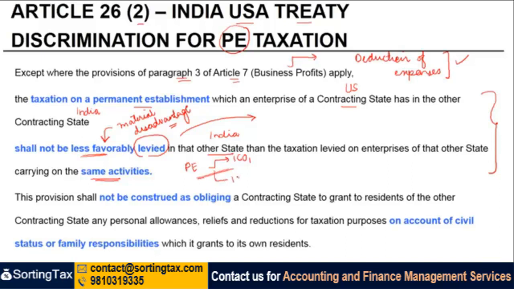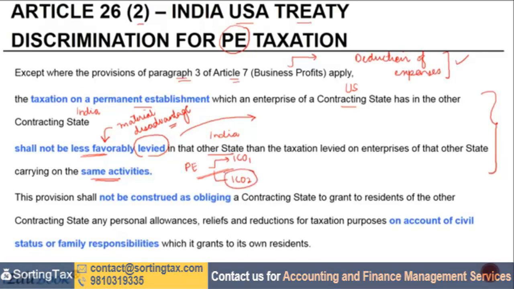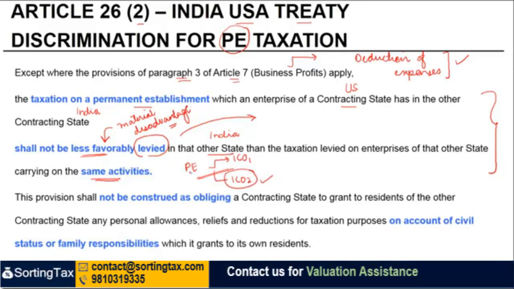But if we compare it with ICO2, which was into manufacturing, that is not the same activity, and therefore, if there are benefits which are given to manufacturing companies, the PE may not claim it. But if there are benefits which are given to the IT companies, the PE can claim it. Now, there is no mention here that the rules cannot be different. As long as the rules which apply to a PE result in taxation which is not less favorable than what is given to an Indian company under the same circumstances, that is okay, right?